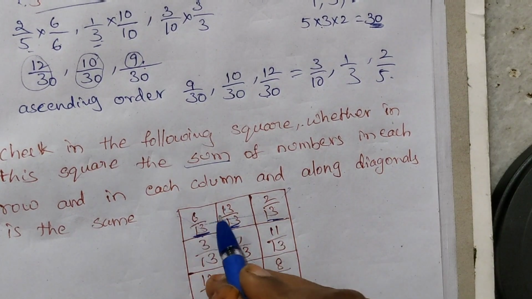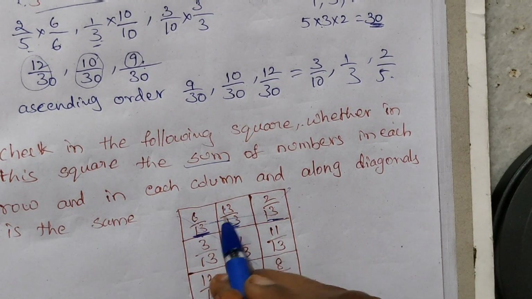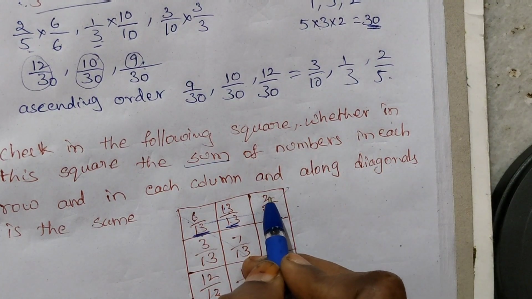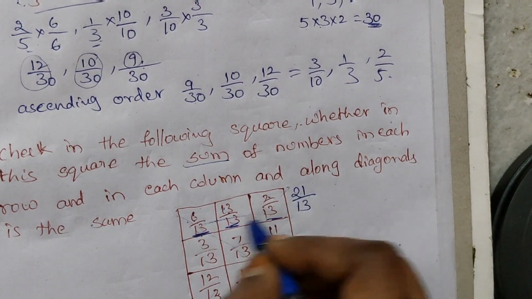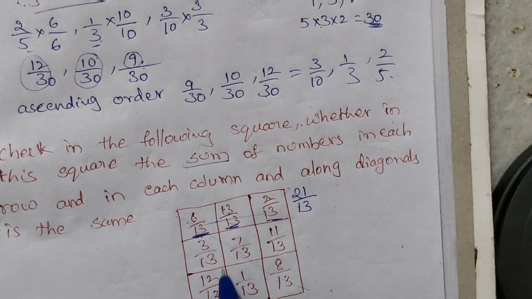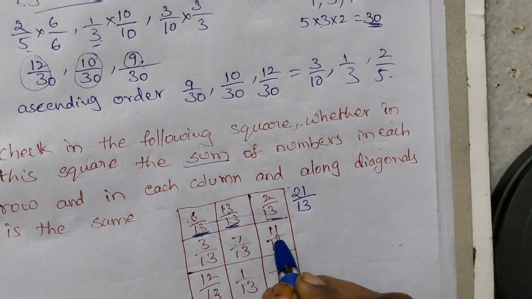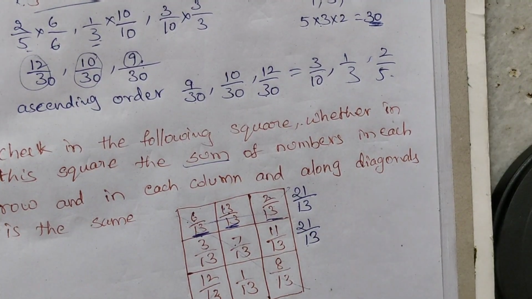So 6 plus 13. They are like fractions, so we can add numerators directly. 6 plus 13 how much? 19. 19 plus 2? 21. So 21 by 13. This row answer is 21 by 13. Next this row. 3 plus 7? 10. 10 plus 11? 21. 21 by 13, here we have denominator 13.